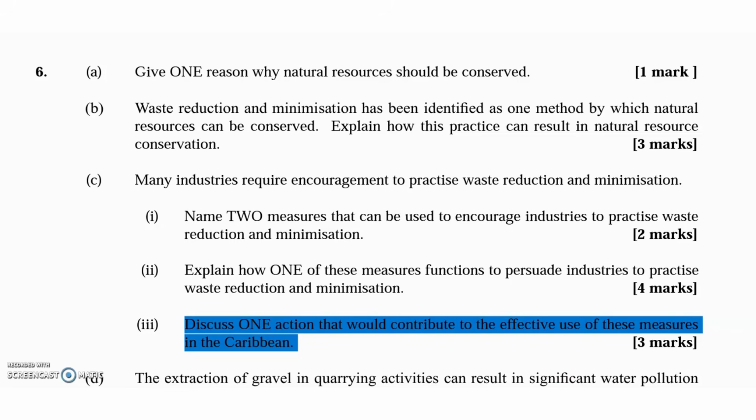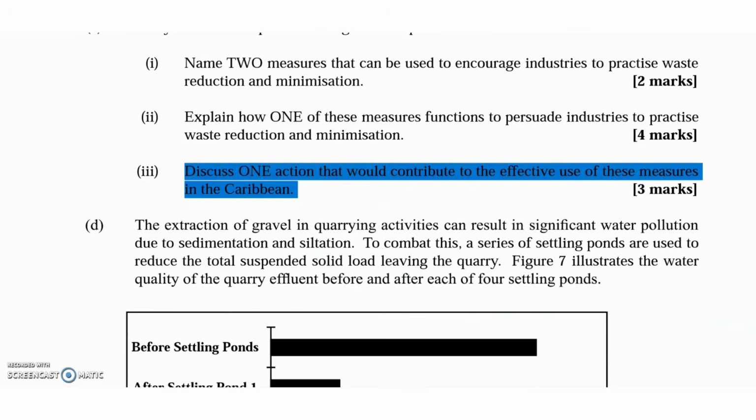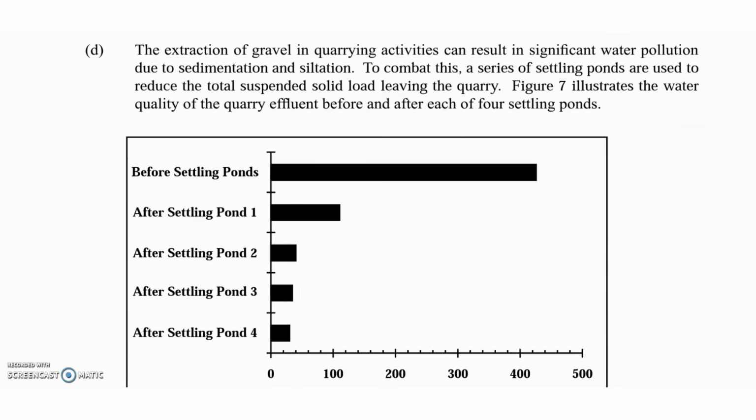Okay, let's go through quickly. We have part D. The extraction of gravel in quarrying activities can result in significant water pollution due to sedimentation and siltation. Now, folks, sedimentation and siltation is the accumulation of particulates in the waterways and stuff like that. To combat this, a series of settling ponds are used to reduce its total suspended solid load leaving the quarry.